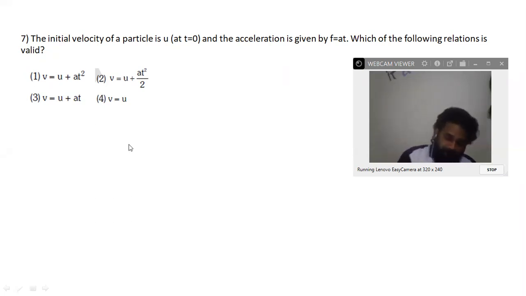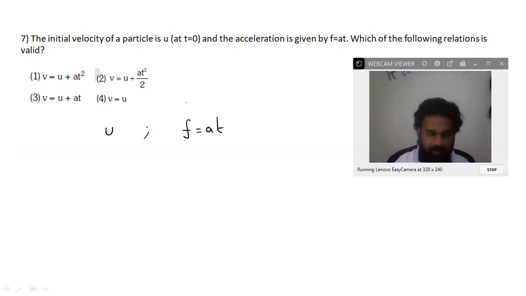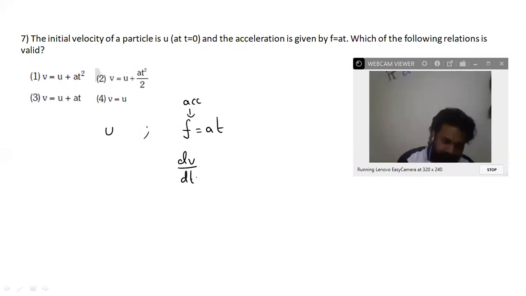Here the initial velocity is given as u, and f is nothing but acceleration, which is given as at. This acceleration is actually dv by dt, the differentiation of velocity with respect to time. dv by dt is equal to at, so dv is equal to at dt.